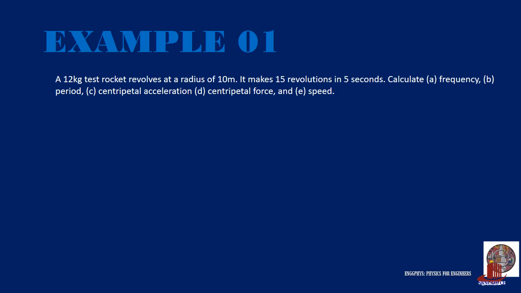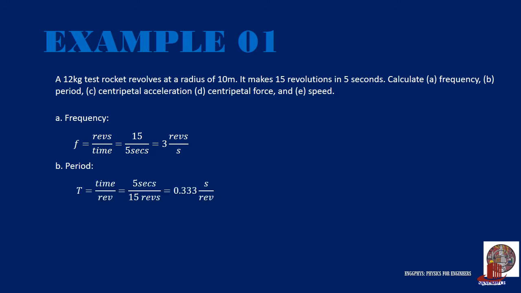Frequency solved as revolutions per time, that would be 15 over 5 seconds, giving us 3 revolutions per second. Period is the opposite, which would be time all over revolution, or 5 seconds per 15 revolutions, giving us 0.333 seconds per revolution. Or, we can also use the reciprocal of frequency to solve for period, that is 1 all over frequency, still giving us the same answer, 0.333 seconds per revolution.